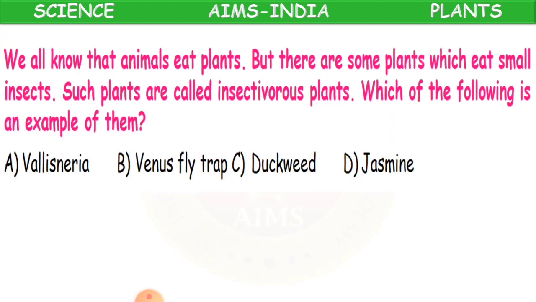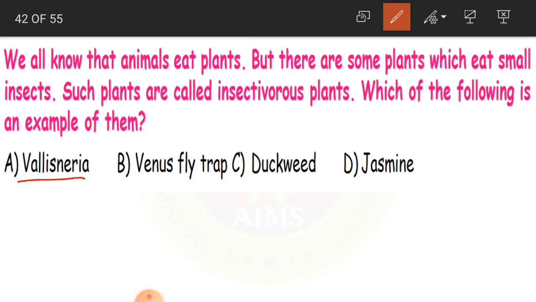We all know that animals eat plants, but there are some plants which eat small insects. Such plants are called insectivorous plants. Which of the following is an example of them? Is it Vallisneria, Venus flytrap, duckweed or jasmine? So we know about the insectivorous plants, no, children? Like what are those plants which eat small insects? So which is an example of such a type of plant? And the answer is B option, that is Venus flytrap.